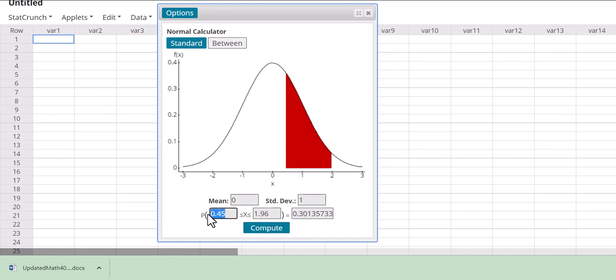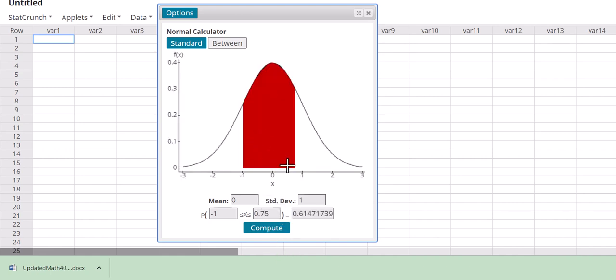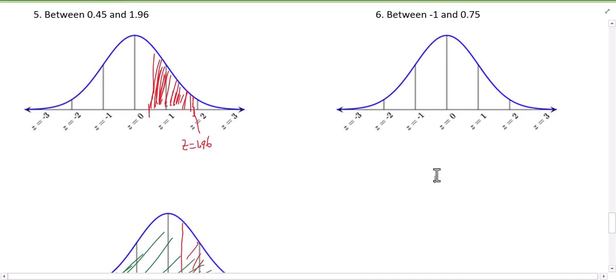And now the one that we want is the area between -1 and what's the top value, 0.75, and compute, and there it is. So notice that it even shades the graph for us. So the area is 0.61, usually round to 4 decimal places because that's what the textbook does. So we'll just do 0.6147 and take it back over here. And so that is the area here for this one.